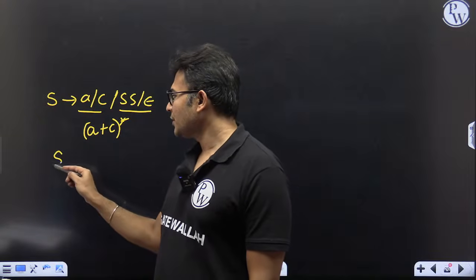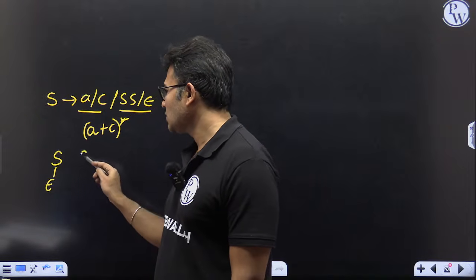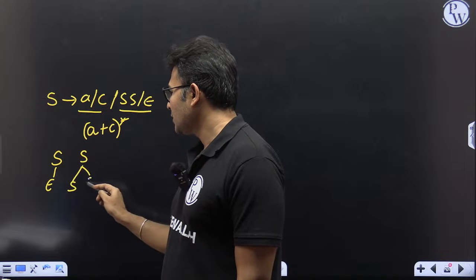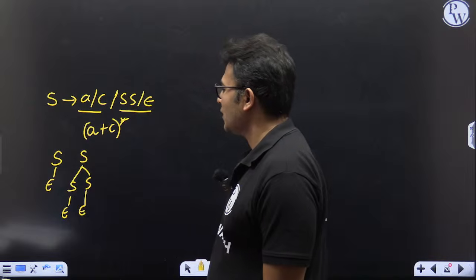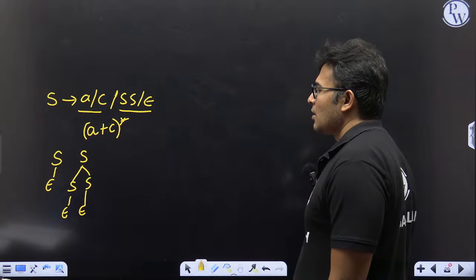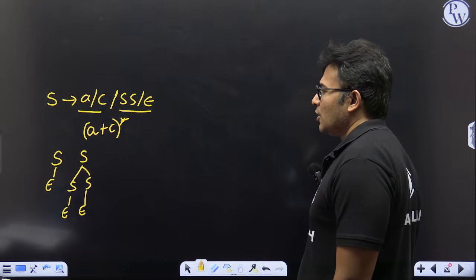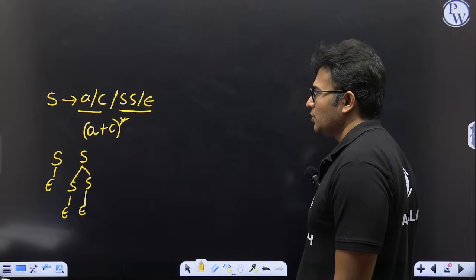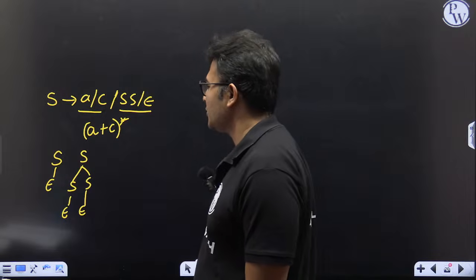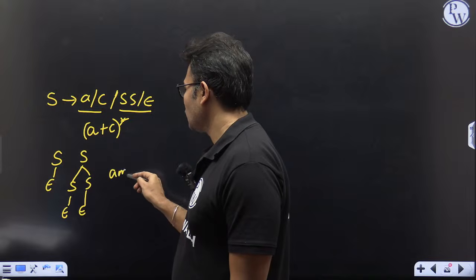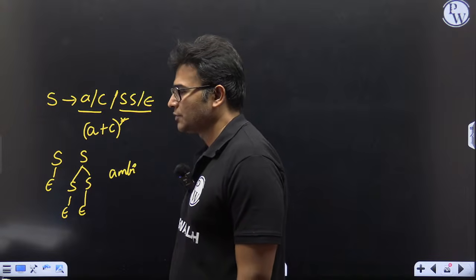If you want to generate epsilon, you can generate epsilon directly, or you can generate epsilon like this. There are two ways to generate epsilon, right? Therefore, the grammar is ambiguous.